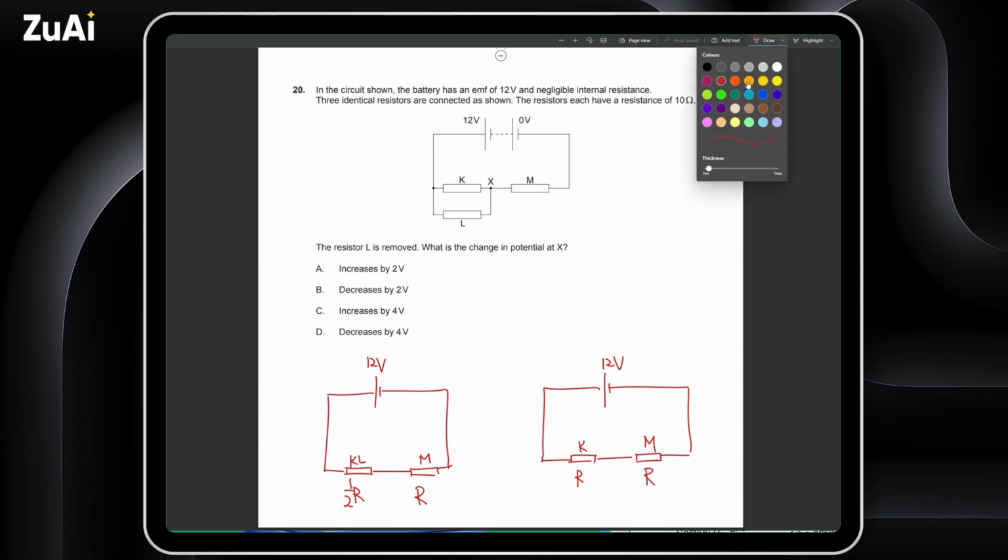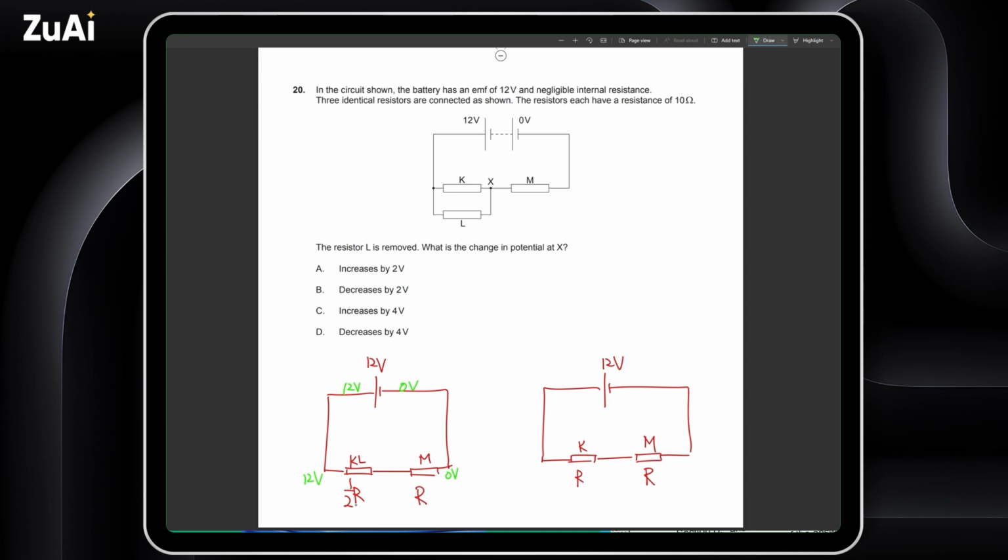And I'll use green pen to indicate their potential. The potential will be 12 volts here and 0 volts here. And it is 0 volts right after the resistor M, and it will be still 12 volts before KL.